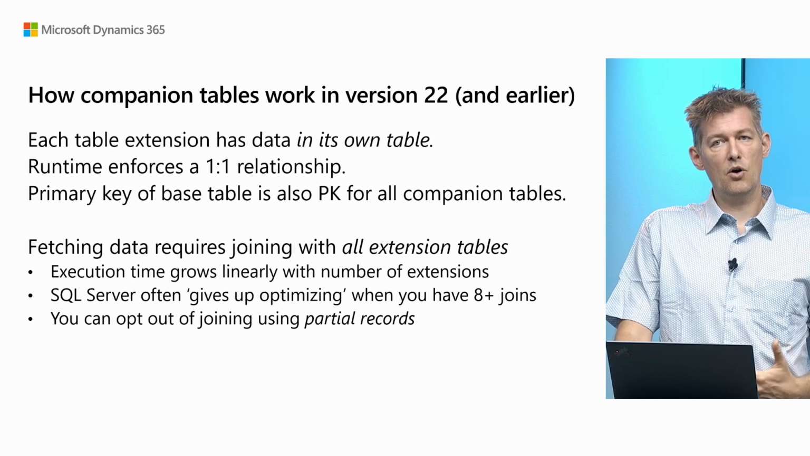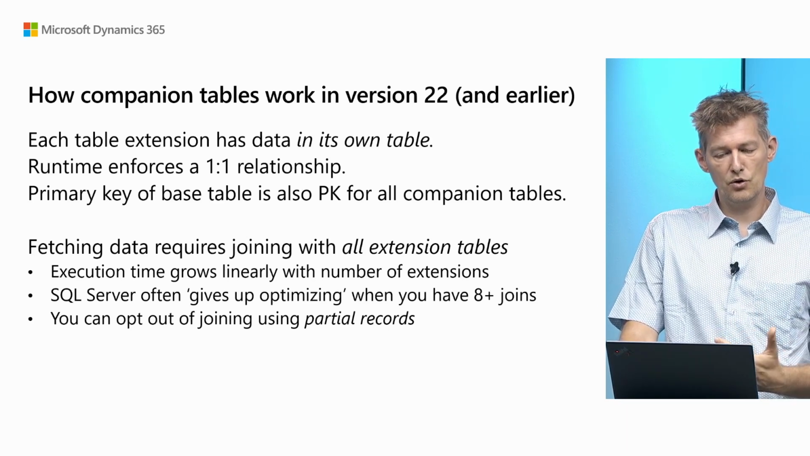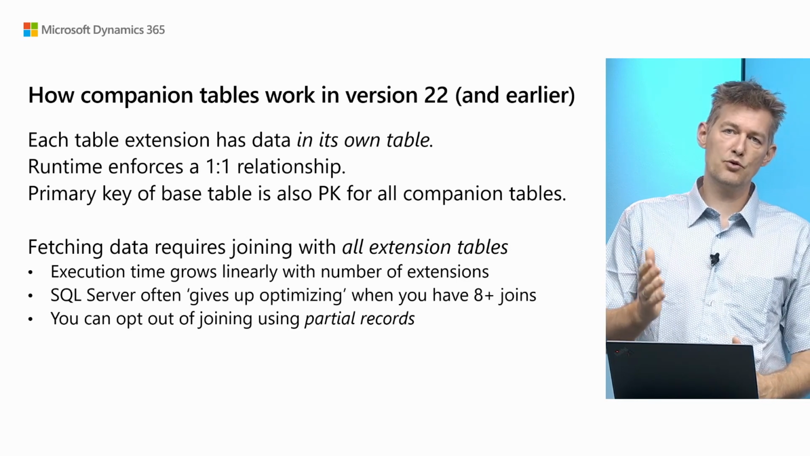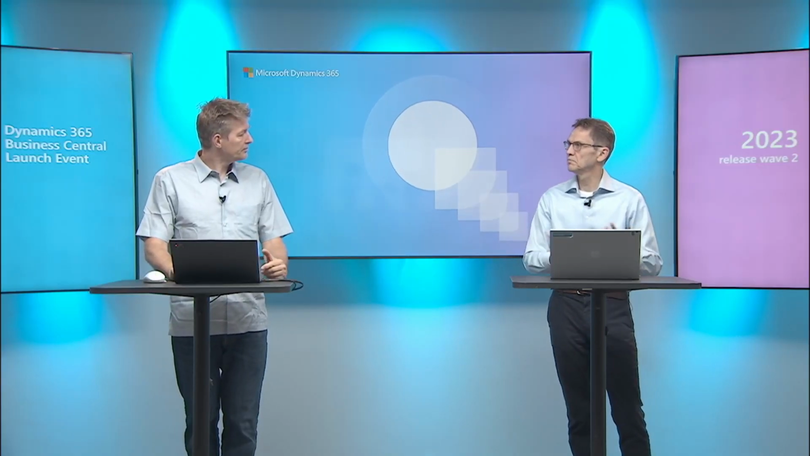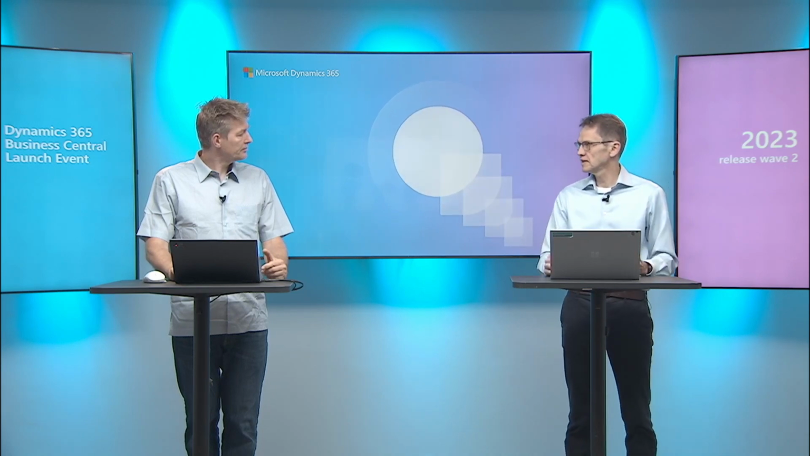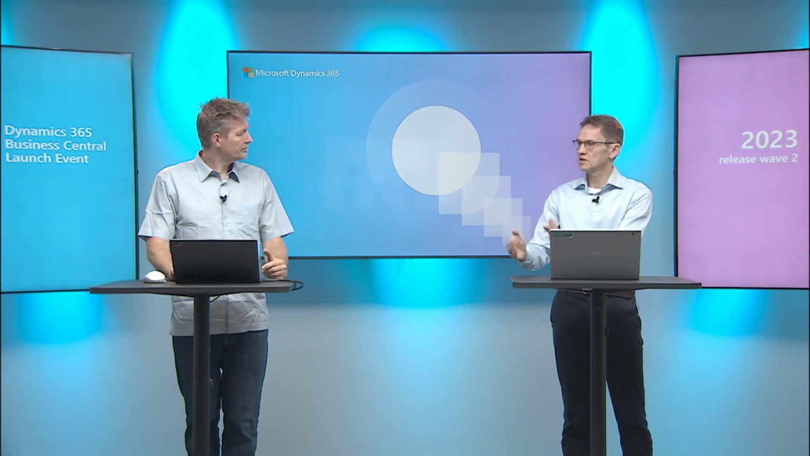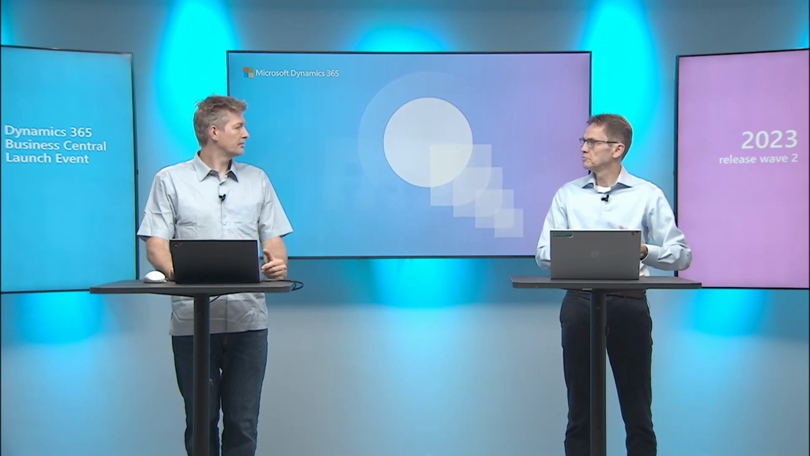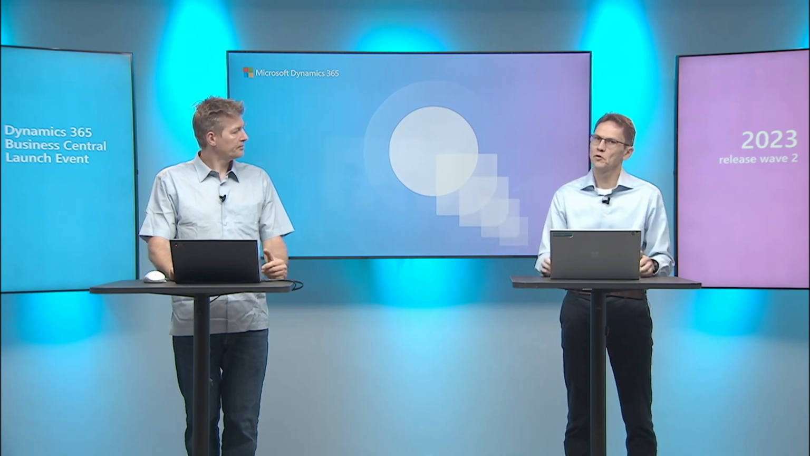The previous only way to get out of this join issue was to use partial records. This would be a way to prune either fields or joins. Yes. And the reason why we actually had that model was that it made installation, uninstallation of extensions very easy, because we could basically just leave the table behind, because that would have no effect on the other tables. But we decided that for performance reasons, we wanted to change this model.